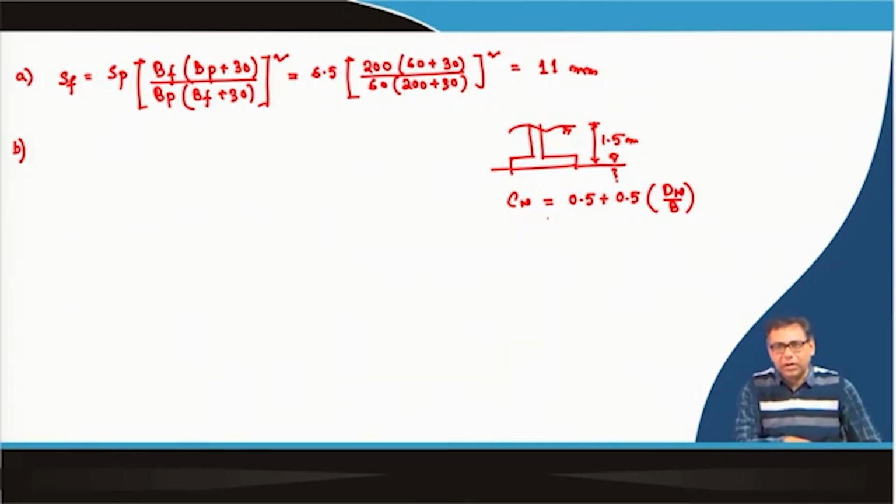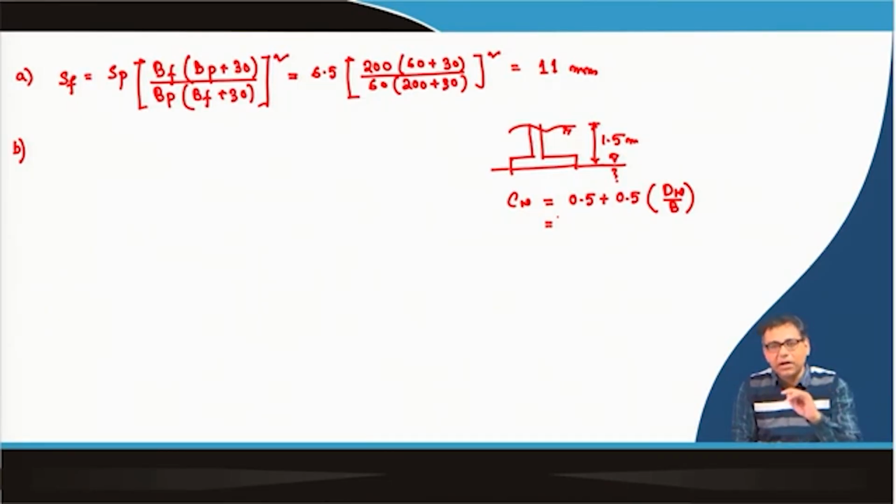You can use the other one also. I have given two of them, but here I am using the IS code one. Why am I taking the IS code? Because in the IS code, it is given that if the water table position is within the ground surface and the base, in all the cases it is 0.5.